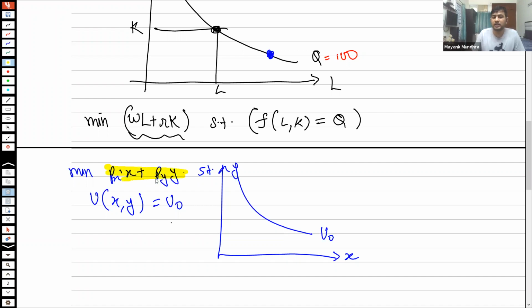So now this expenditure becomes WL plus RK. This utility function has become the production function, and the required utility level has become the required production level.